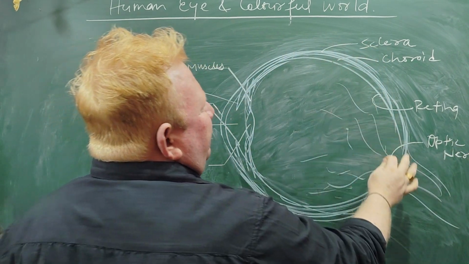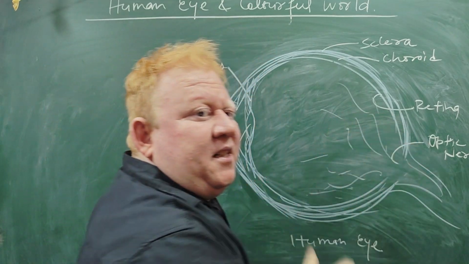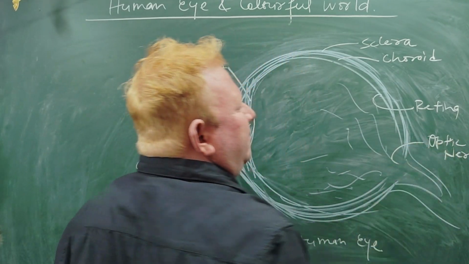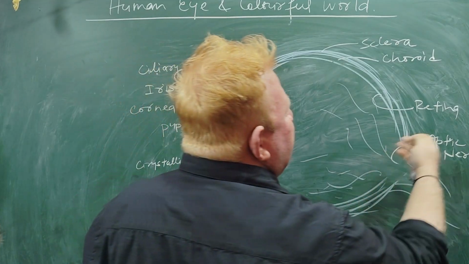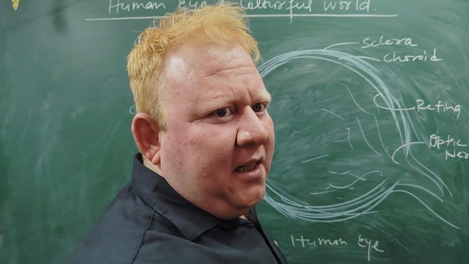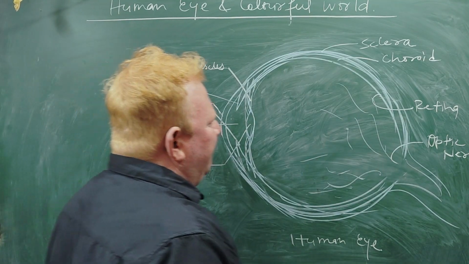This is the whole nerve junction. At this nerve junction, this is one of the nerves, we call it the optic nerve. It is specialized to carry the electrical signal to the brain. Okay, so this is the optic nerve.